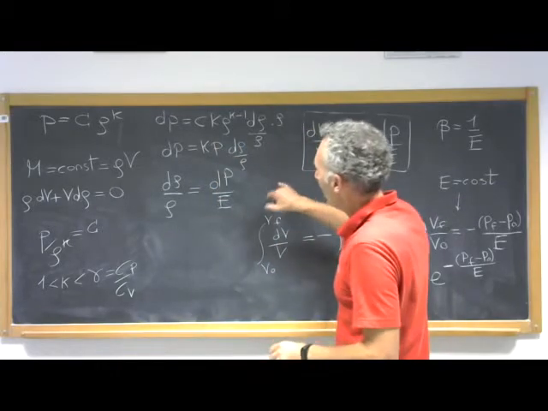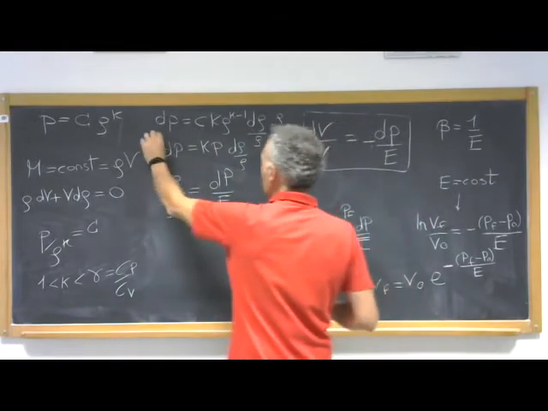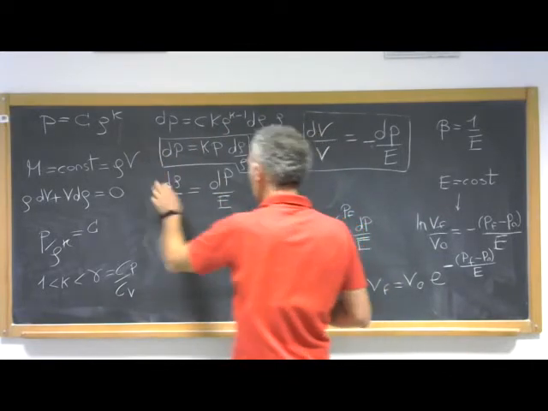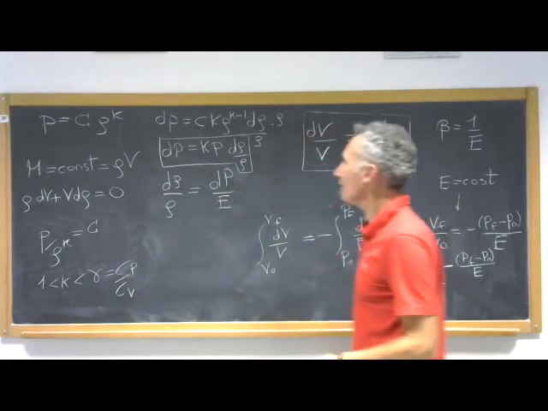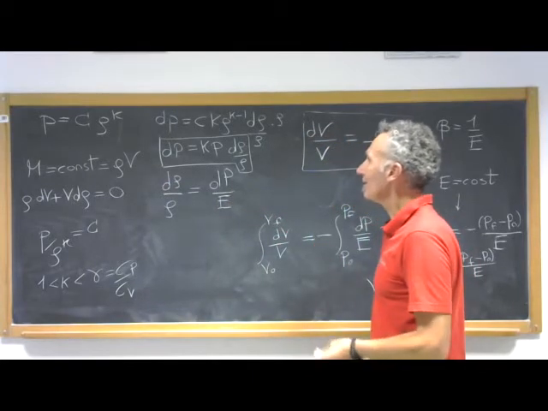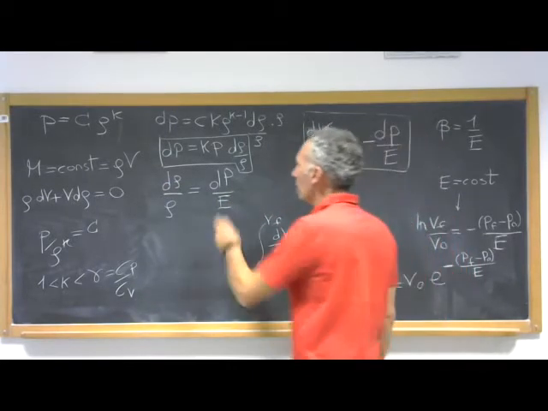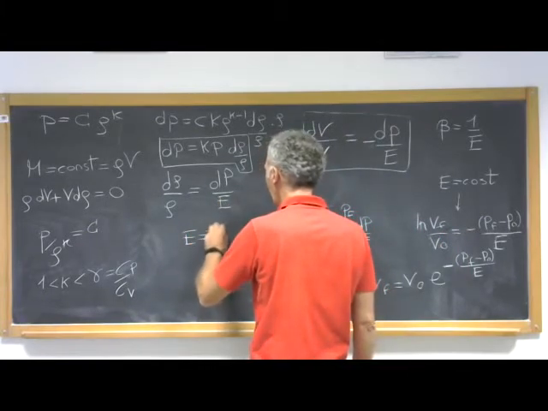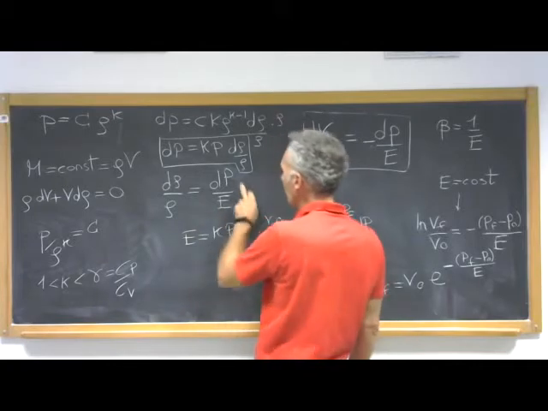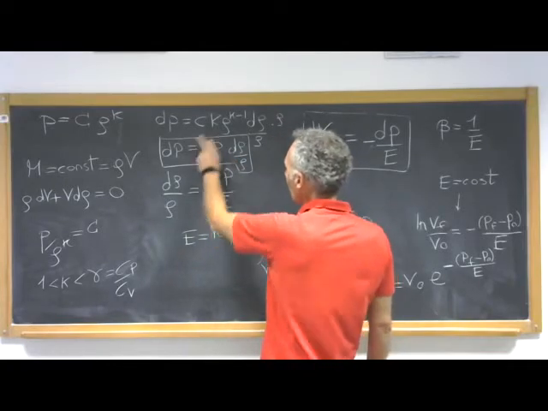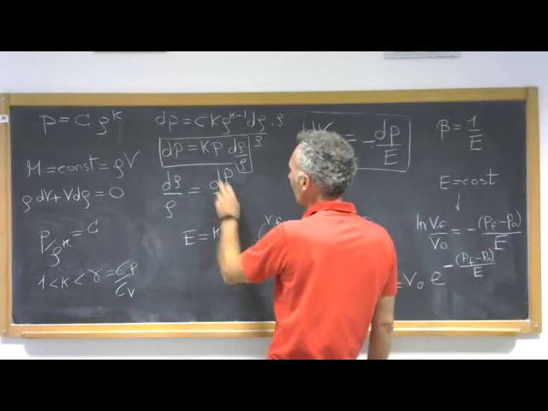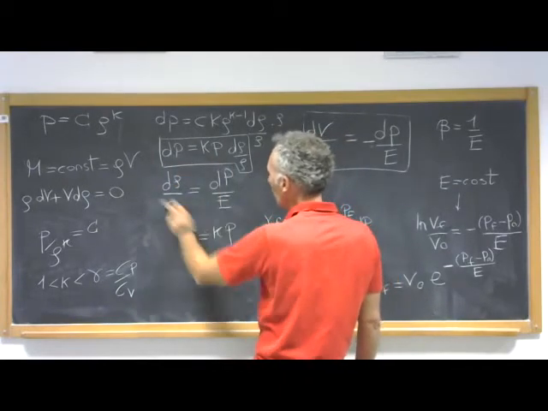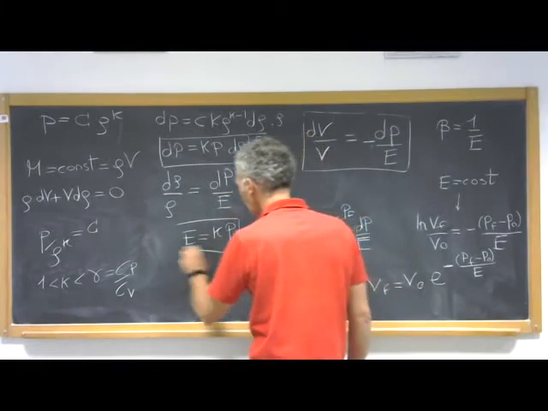So as you can see, this expression starts to be quite similar to this, and actually it is exactly the same provided E is equal to kP. So you see, if kP is equal to E, I can divide left and right hand side by kP, and I recover exactly this expression.